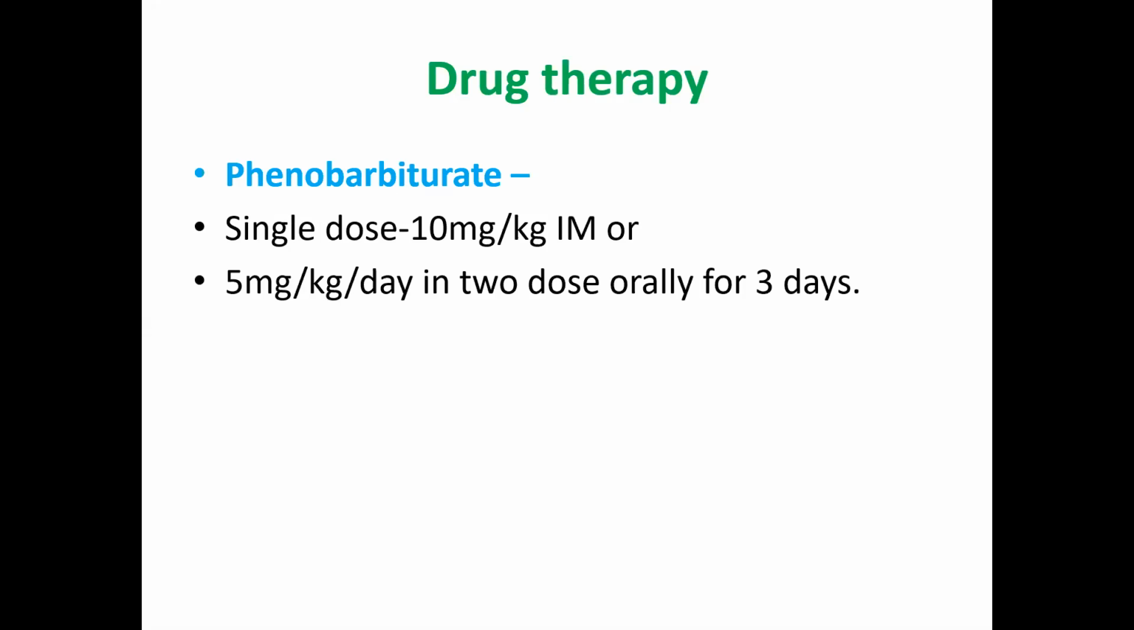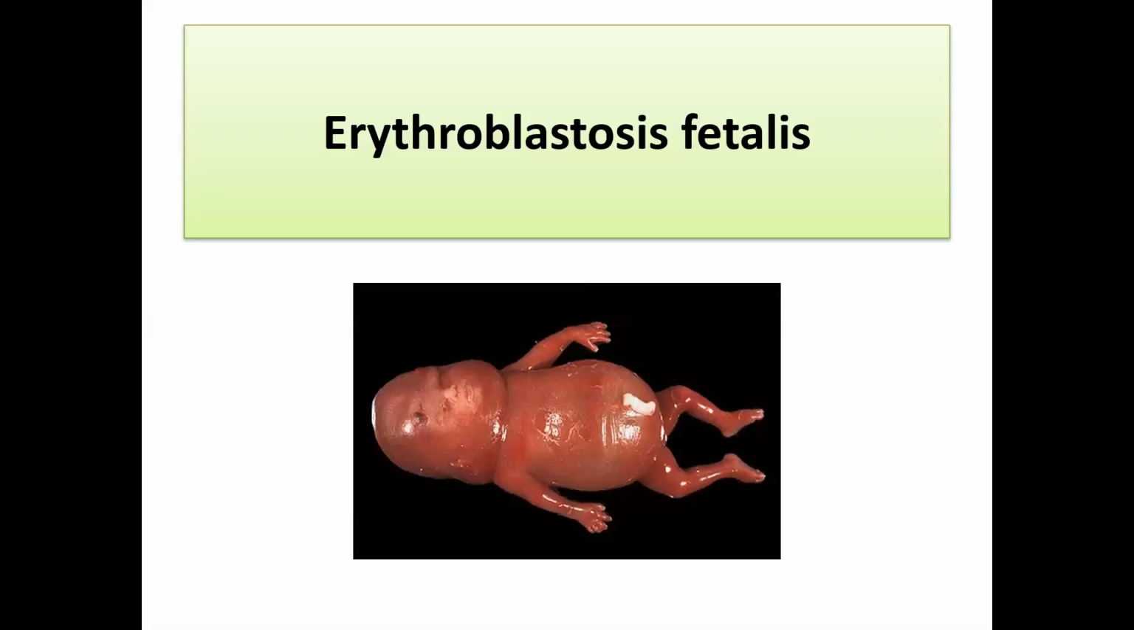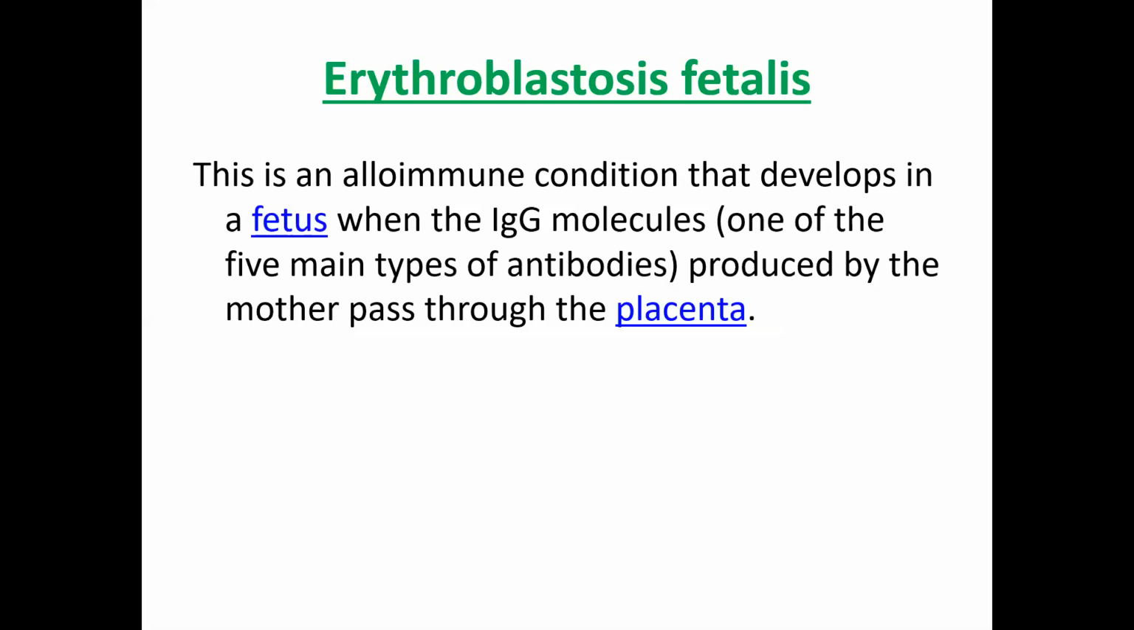Drug therapy is a single dose of phenobarbital, 10 mg per kg IM, or 5 mg per kg per day orally in two doses for 3 days. Clofibrate is more effective than phenobarbital but is slow acting and takes several days to take effect. Now erythroblastosis fetalis, which we already discussed.